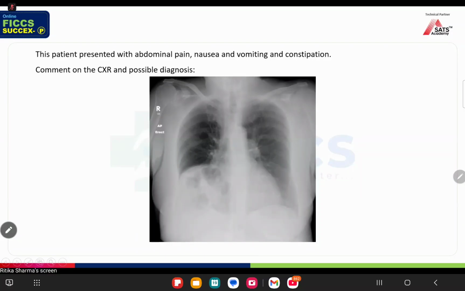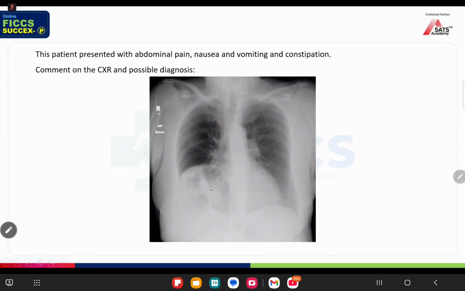Someone rightly mentioned in the chat box: if the bowel loops are present between the liver and the diaphragm, it is Chilaiditi sign. What I told you yesterday also, Dr. Gurkirat, is that even if you don't know the exact diagnosis of what you are seeing, it will help you to score more than 50% of the marks. So this is Chilaiditi sign, bowel loops coming between the liver and the diaphragm.